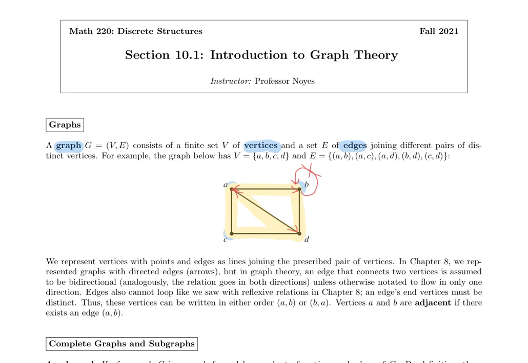For example, vertices A and B are adjacent, which is a new word here, if there exists an edge that joins the two, AB. So here in our graph, A and B are adjacent, A and C are adjacent, A and D are adjacent, C and D are adjacent, and B and D are adjacent.